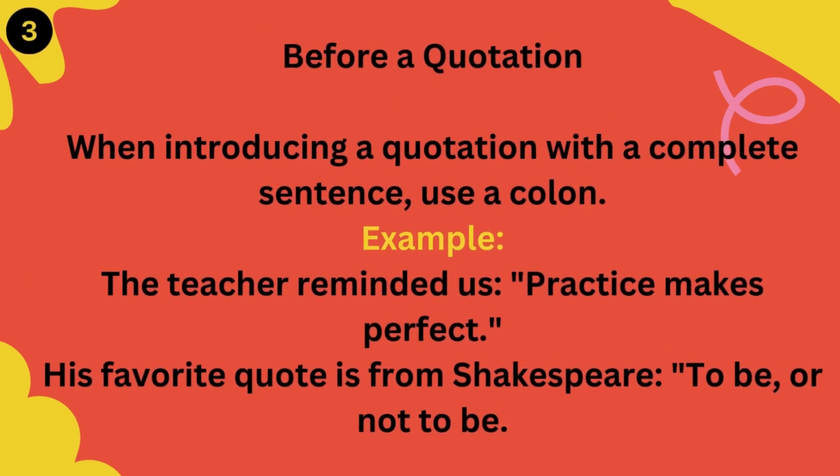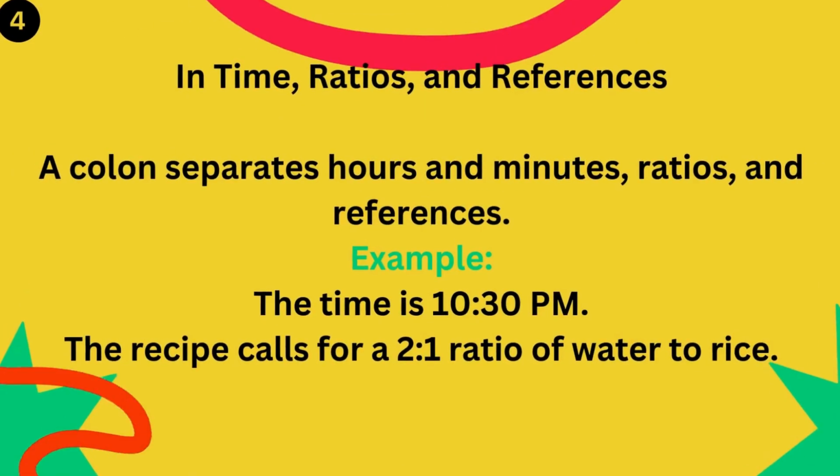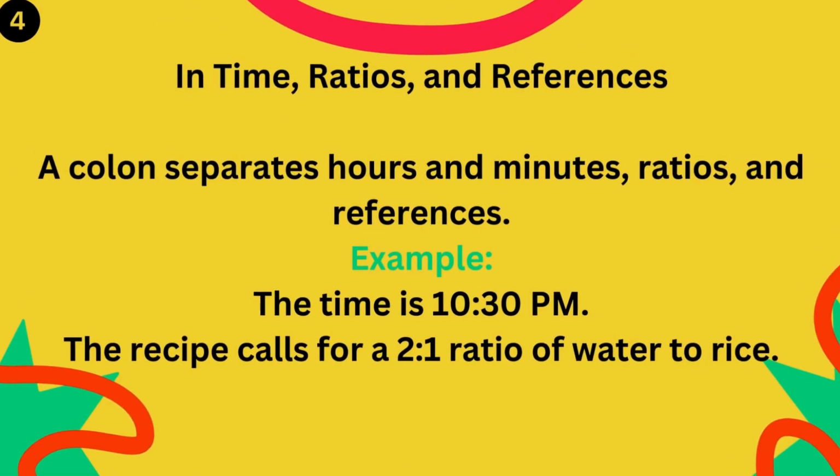Come to the next use of colon. Before a quotation, we use a colon when introducing a quotation with a complete sentence. For example, "The teacher reminded us: practice makes perfect." "His favorite quote is from Shakespeare: to be or not to be." Come to the next use of colon: in time, ratios, and references. A colon separates hours and minutes, ratios, and references.